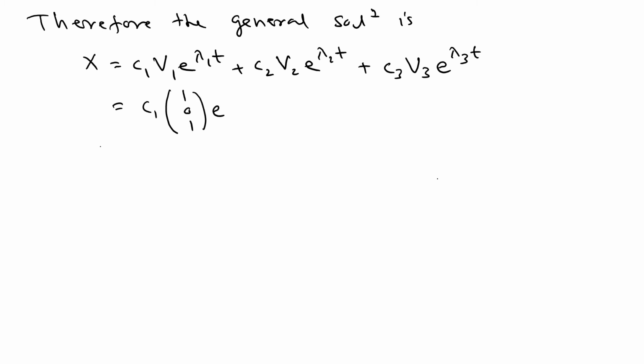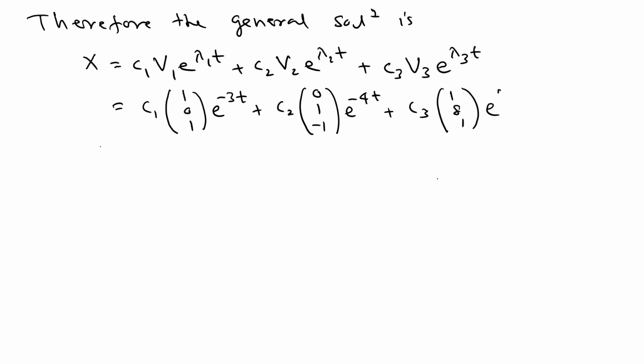times e to the -3t, the corresponding eigenvalue is -3, plus c2 times 0, 1, -1 times e to the -4t, plus c3 times 1, 8, 1 times e to the 5t. So that's the solution, and you can see that the c_i are constants as before. So you can see that that's not that difficult.